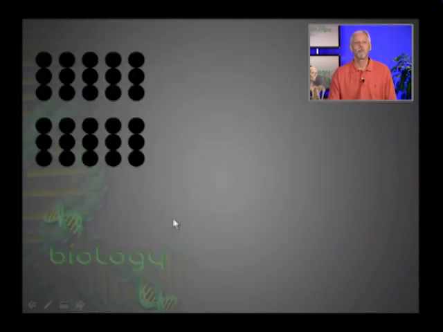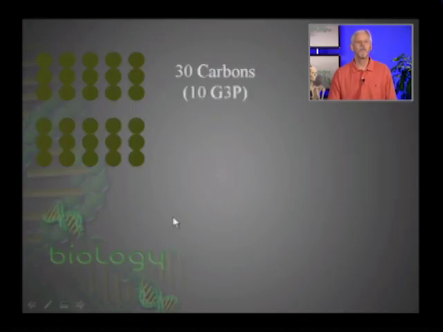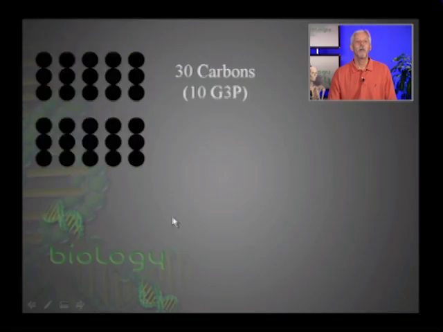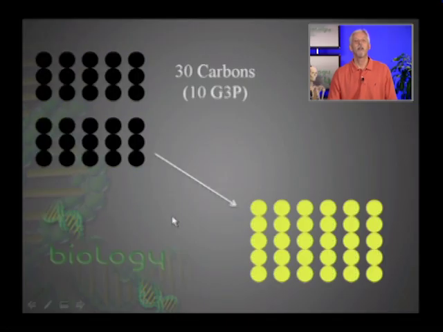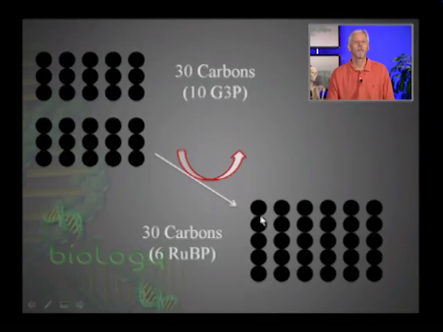So again, we're going to take our 10 glyceraldehyde 3-phosphates, and they're just basically going to be reassembled then into ribulose bisphosphates. So we're going to take 10 3-carbon sugars, and they're going to be assembled into 6 5-carbon sugars, which are the ribulose bisphosphates. And that gets us back to where we started in the cycle. And of course, that's also going to require 6 ATPs.